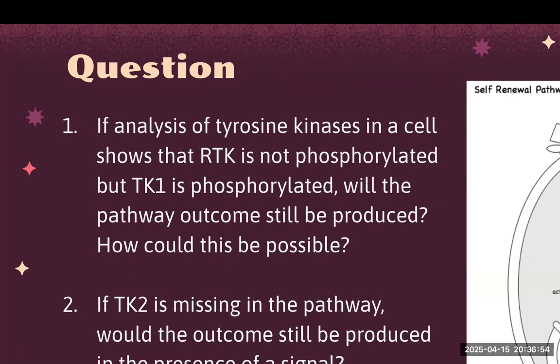All right, so even though you're answering number 2, if TK2 is missing in the pathway, would the outcome still be reduced in the presence of signal? The answer is no, right? Because if this is missing, then who's going to activate this? But the asterisk here, and this is what you're going to write in your exam, is there is always the possibility of crosstalk. Okay, so there's always a possibility that another pathway could come in and activate this guy, and the outcome could still happen.